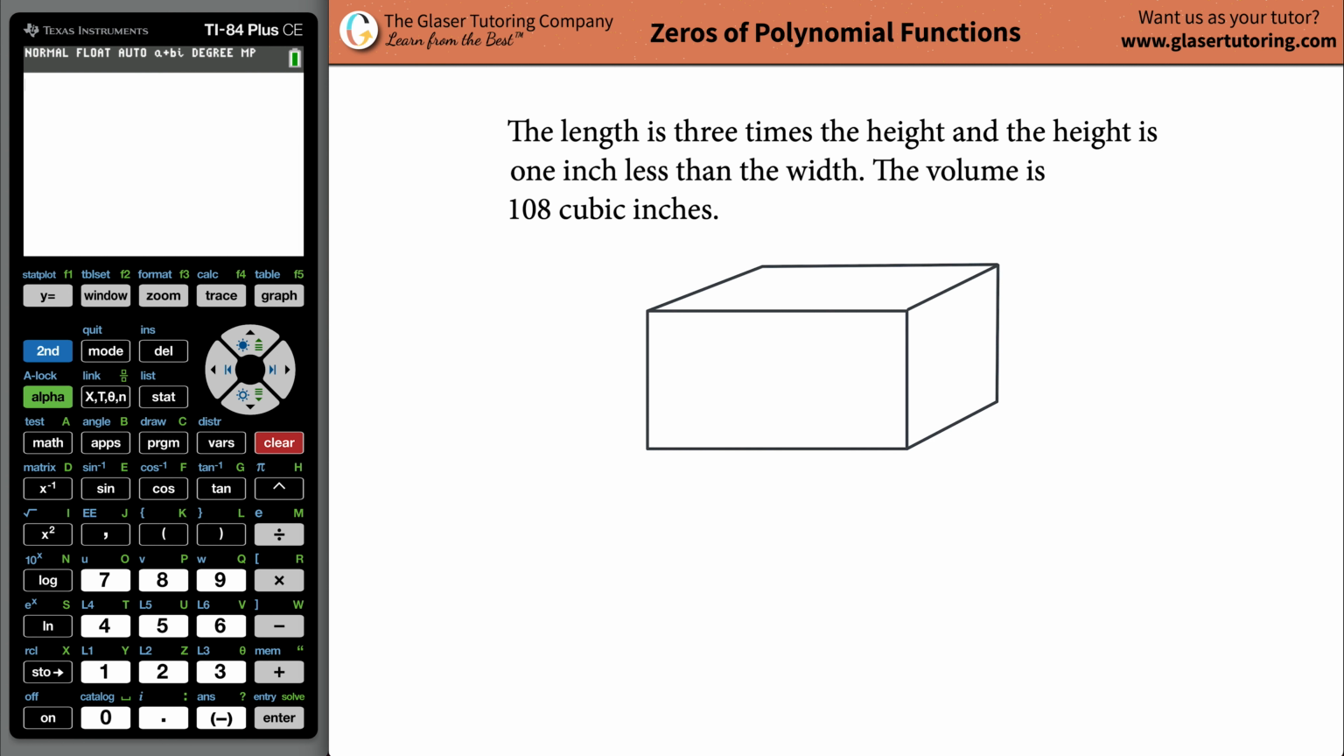Are you interested in pursuing a career in the medical field and wondering why you have to find the dimensions of a box? Well, you're not alone. Today, what I'd like to show you, though, to get you there, is how to find the dimensions of a box. So here's a problem.